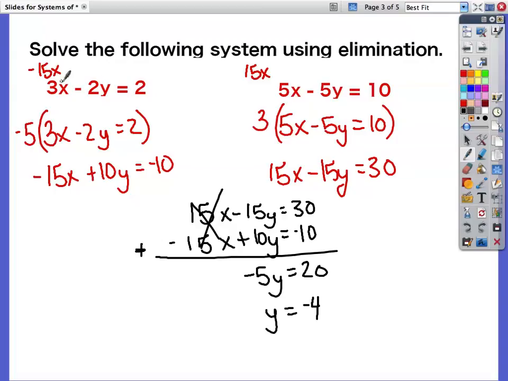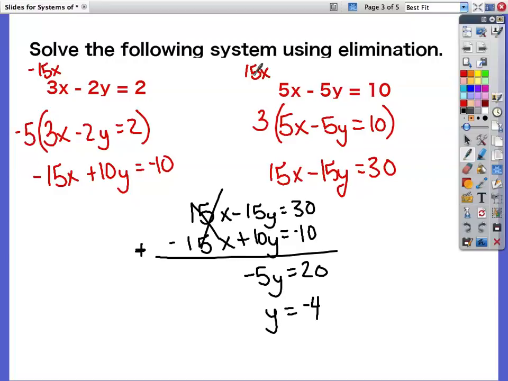I chose, somewhat arbitrarily, that I wanted to get rid of the x's. I could have just as easily gotten rid of the y's. And I decided to add my equations together. I could have subtracted my equation, that's fine, but it wouldn't have got me 0 x's. So what I did is I decided to make this negative 15x and this positive 15x. So when I added them together, I would get 0x.